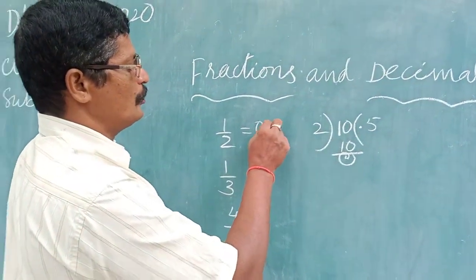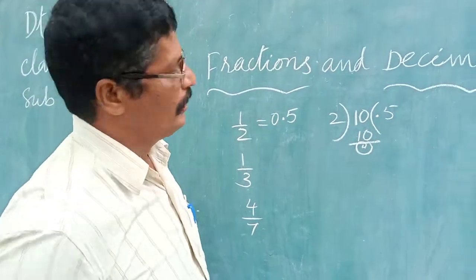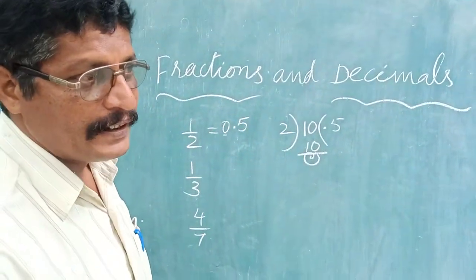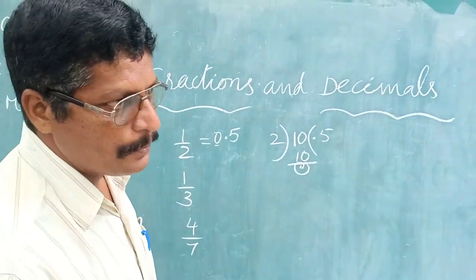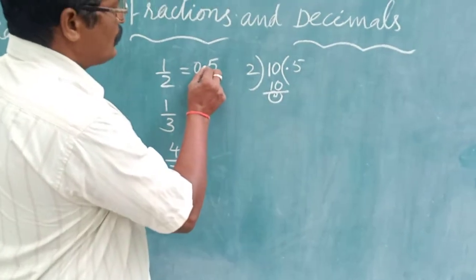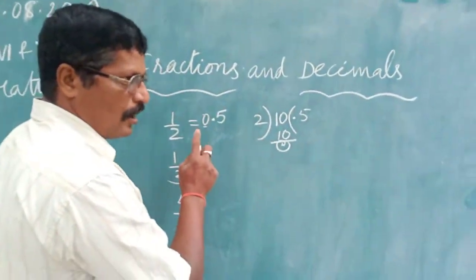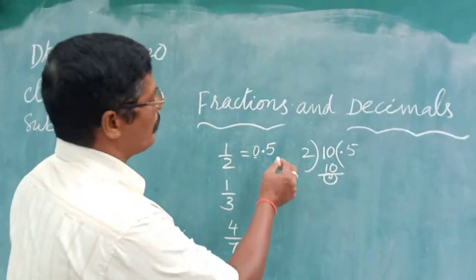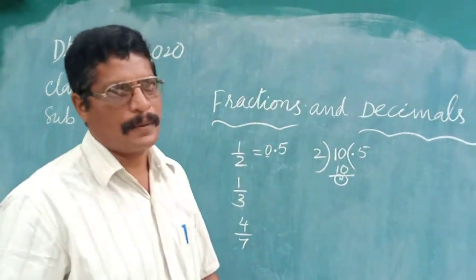In 0.5, the 0 is called the integral part, or whole part. The left side of the decimal point is called the integral part or whole part. The right side of the decimal point is called the decimal part.